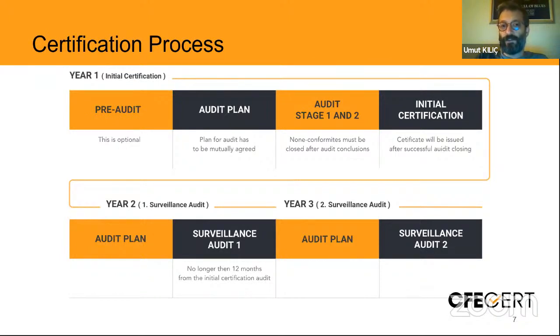So after the 3rd year, the cycle is going to run from scratch, and then the 4th year will be the 1st year of the 2nd cycle, and you are going to be audited for 100%. So this is the process for implementing and auditing any standard, regardless of the issue.